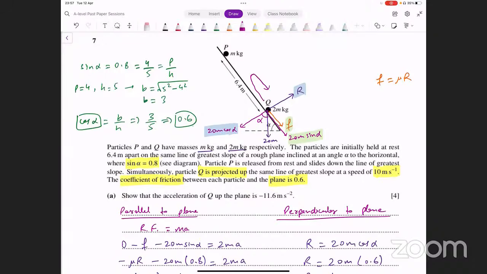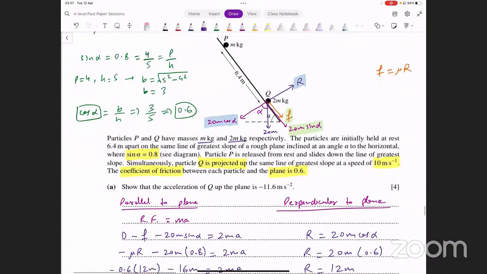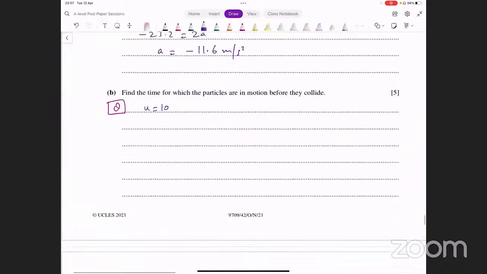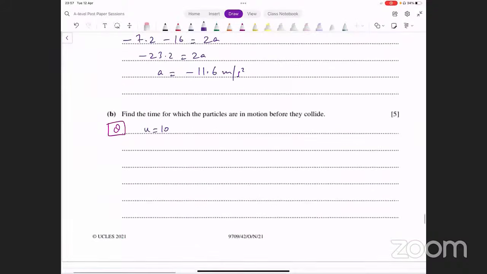Okay. Yes, Fazan. So we have to find out at what point Q starts coming back downwards. That's what we have to figure out. Now, how do we find that? Q के बारे में हमारे पास क्या क्या information है पहले, let's write that down. Q के बारे में हमें क्या क्या पता? We know about its initial speed. It was projected at 10 meters per second.